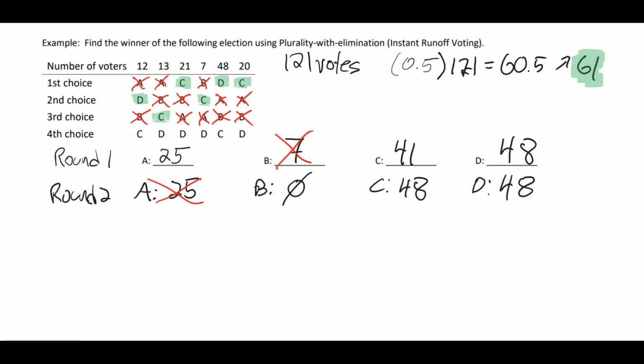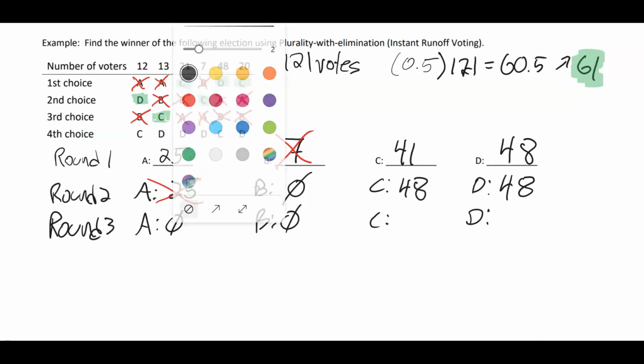So let's now take a look at round 3. A, none. B, none. C and D, this is really the election. Who has more? Since there's only 2, either one person will have more and be the majority winner, or in some elections there's actually a tie, in which case we would have to go to a different voting method because this one would be inconclusive.